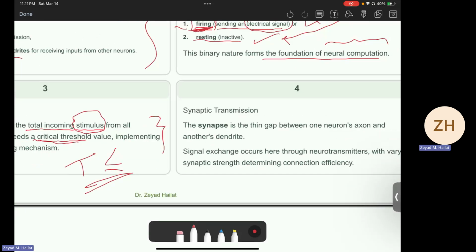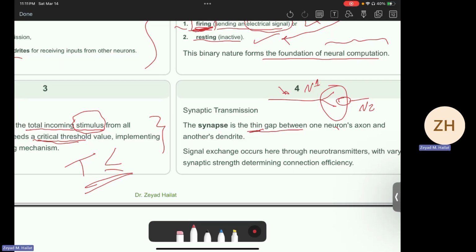Now, synaptic transmission. Synaptic transmission is the thin gap. If we think about it like this, this is a dendrite, and it's connected with another neuron. So this is neuron 1, and this is neuron 2. They are connected with each other. Now there is a small thin gap between a neuron's axon and another dendrite. So this is what we are talking about.